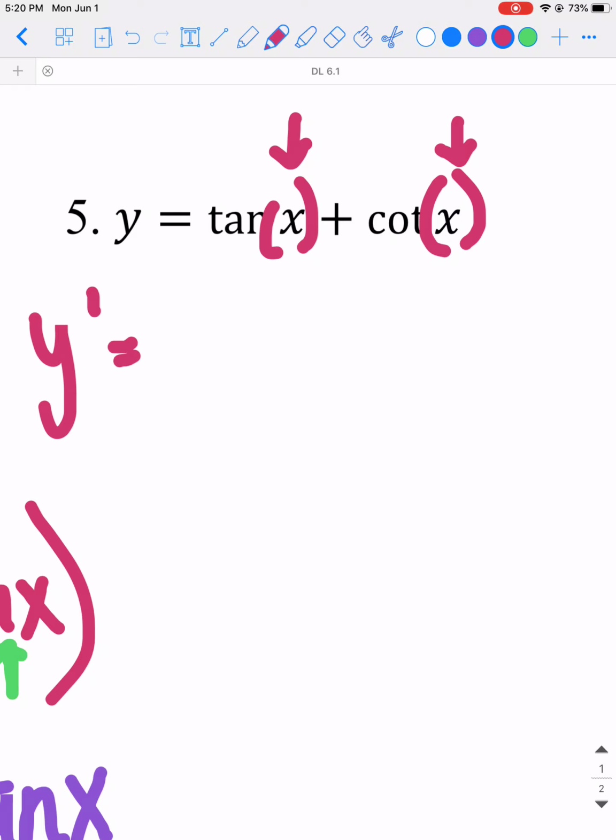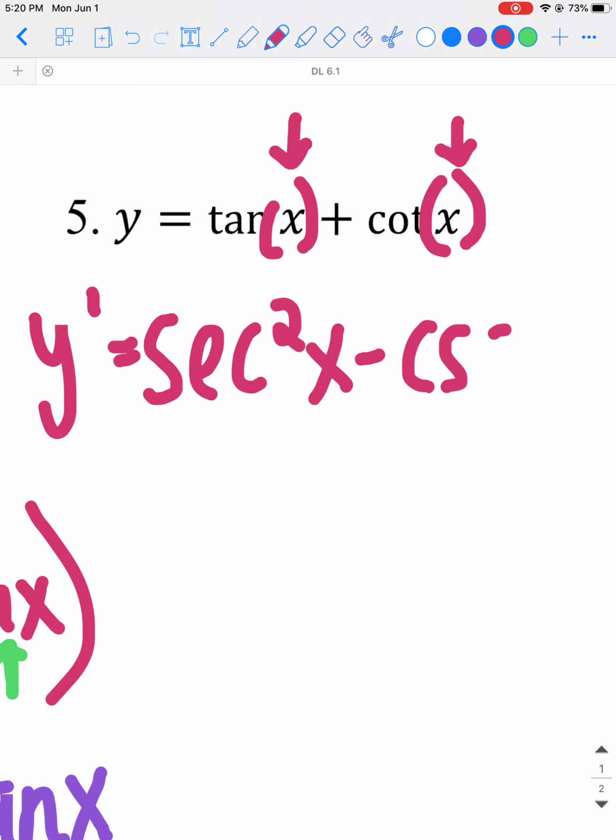We know the derivative of tangent is secant squared of x, and we know the derivative of cotangent is negative cosecant squared of x. That one is done. Technically, I could take the derivative of the inside here, but both of them would be times 1, so that's why I don't have to worry about it for number 5.